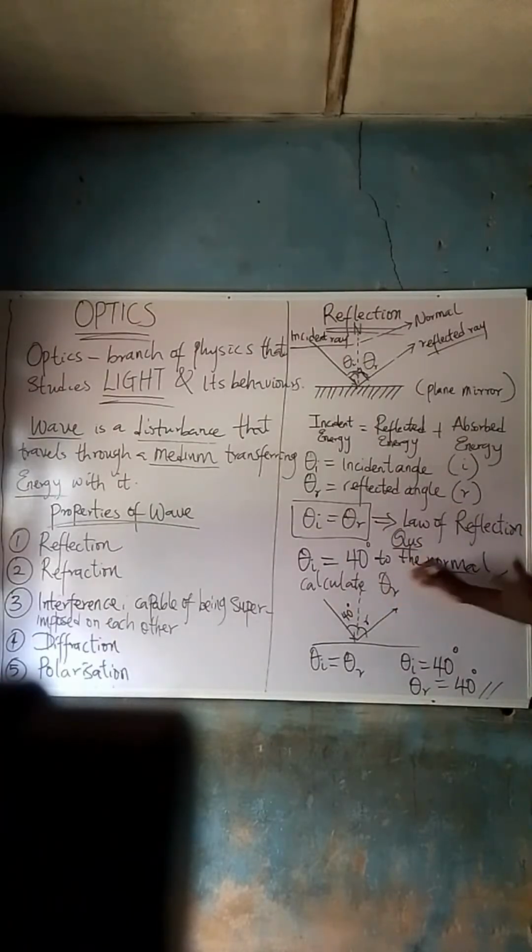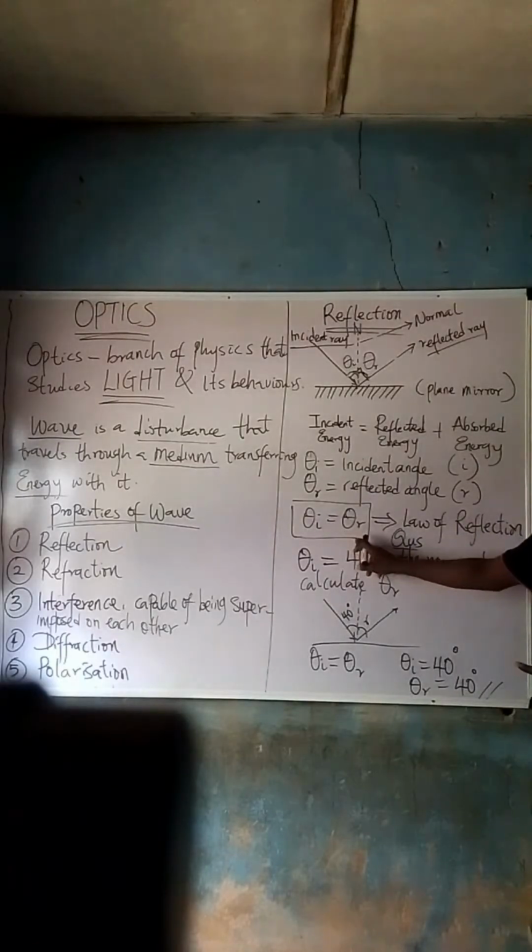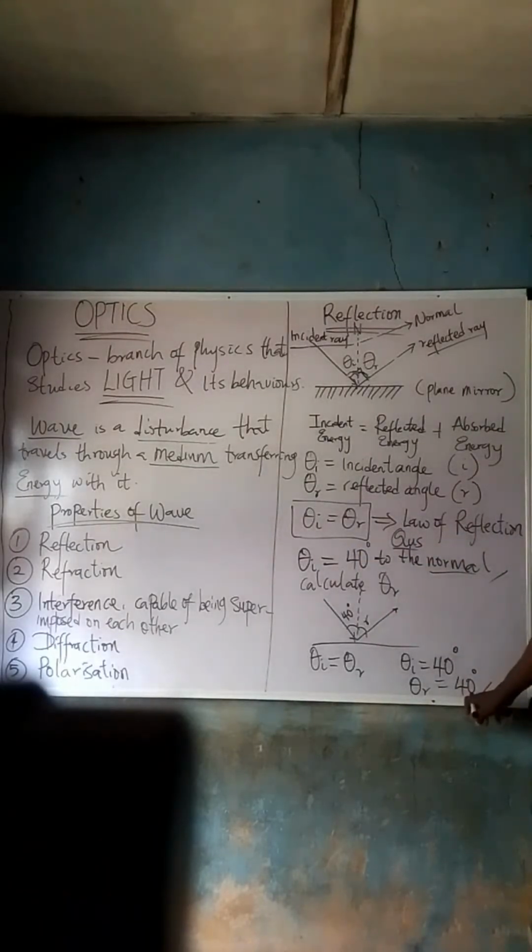So when I see this kind of question, I already know that because theta i is equal to theta r, my answer will be 40 degrees. I hope this is clear to us.